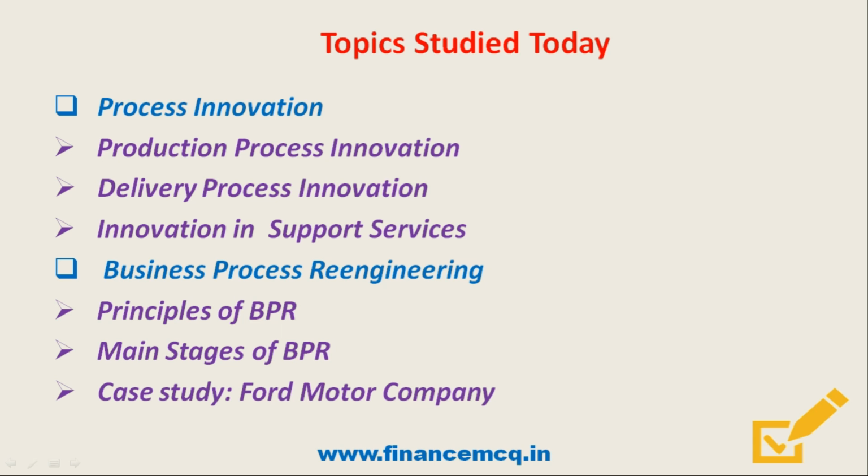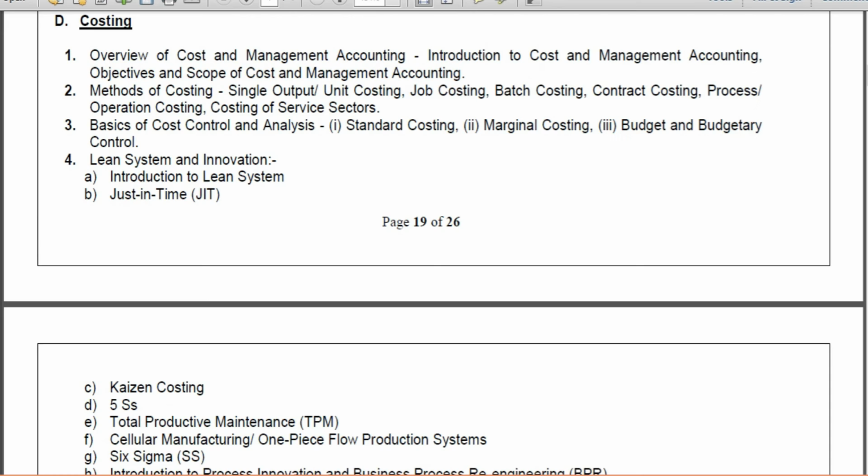So that's all friends. Now let's go to your syllabus and reconfirm whether we covered the entire costing syllabus or not. So friends, in your costing topic, during the past few lectures, we covered the overview of cost and management accounting, where we studied the introduction to cost and management accounting, and objectives and scope of cost and management accounting. We also studied various methods of costing such as single output or unit costing, job costing, batch costing, contract costing, process or operation costing, and costing of service sectors, that is, operating costing.